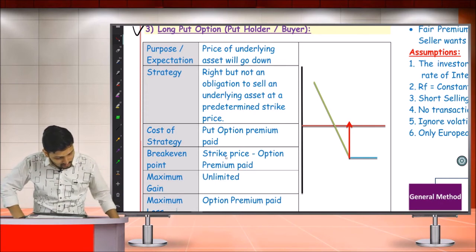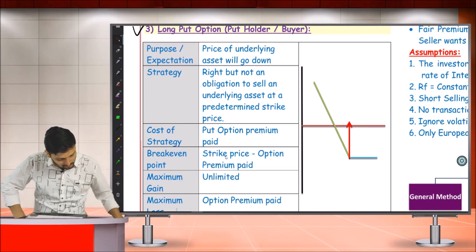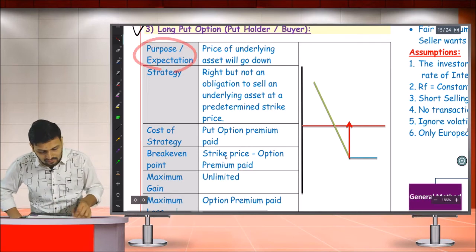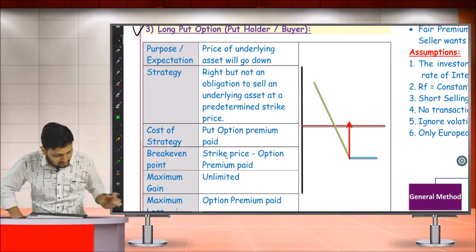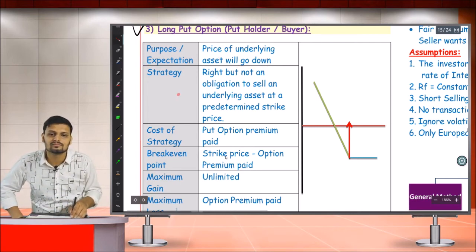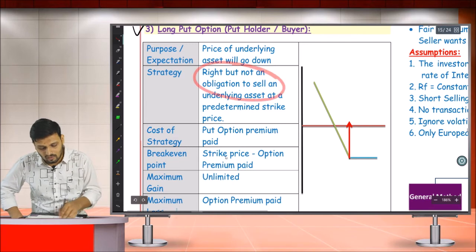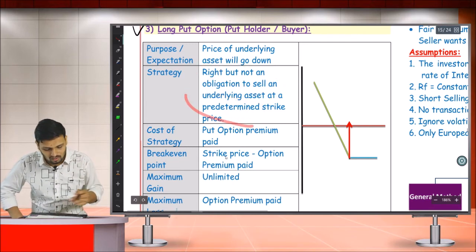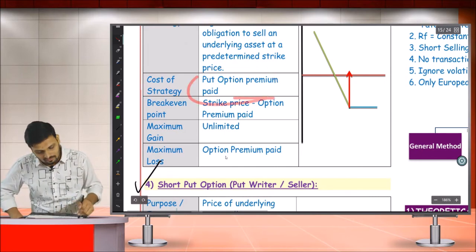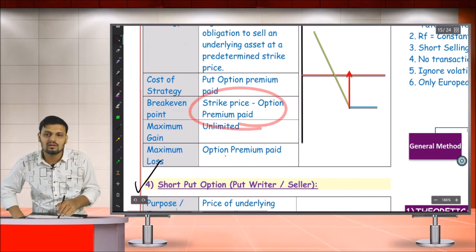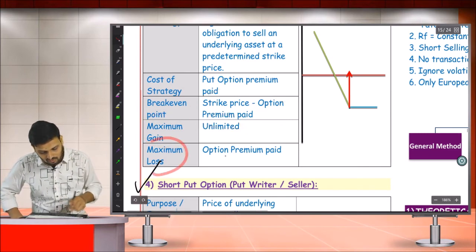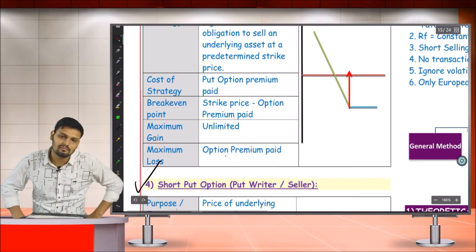Next is your long put option. The purpose or expectation is that the underlying price will go down. Correct? That is the expectation here. Next, strategy: the right but not an obligation to sell. The same thing. I hope you all now are accustomed to this. Cost of strategy is the put option premium paid. Break-even point is strike price minus option premium paid. Maximum gain is unlimited. Maximum loss is the option premium paid.